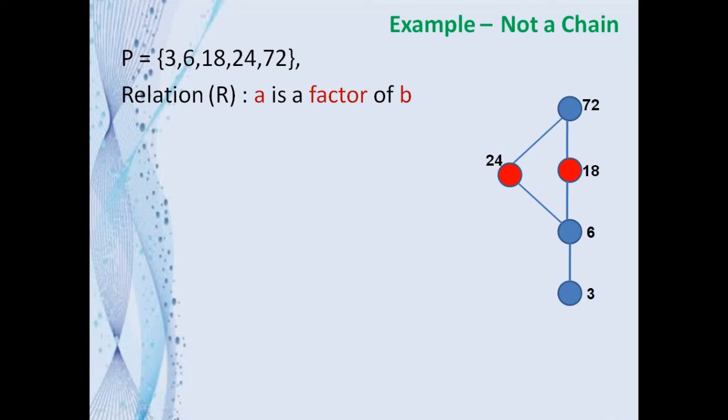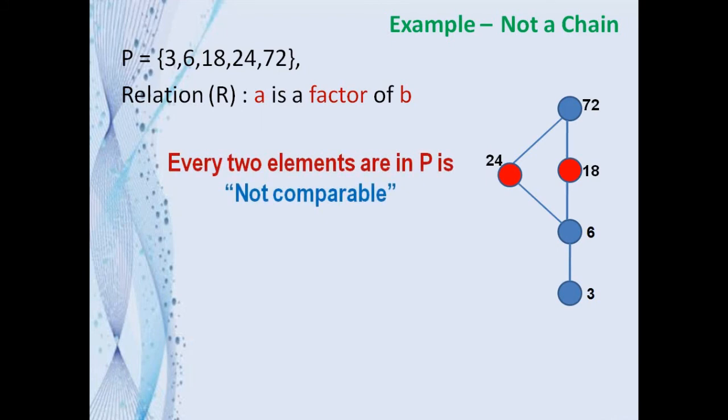But here all the other elements except 24 and 18 are comparable. But 18 and 24 are not comparable. So it does not form a total order relation or a linear order relation. Set P does not become a totally ordered set or linearly ordered set or a chain.